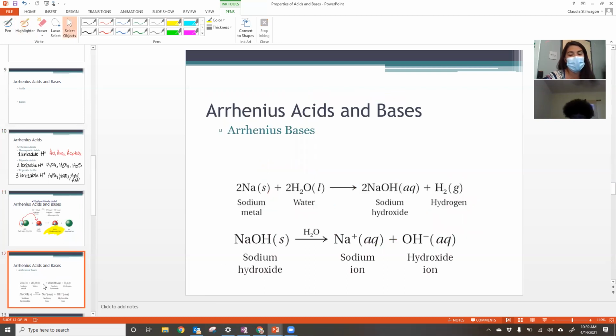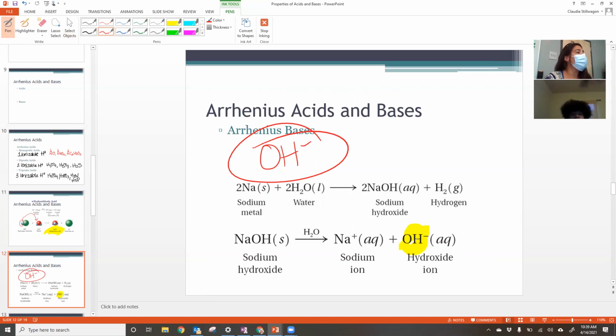All right, so here's a look at sodium hydroxide. When it dissolves in water, that hydroxide is breaking off. Okay, so just as a reminder, when you're talking about Arrhenius bases, the key word that you want to keep in mind is hydroxide. Because this is going to be the main difference in our next definition.